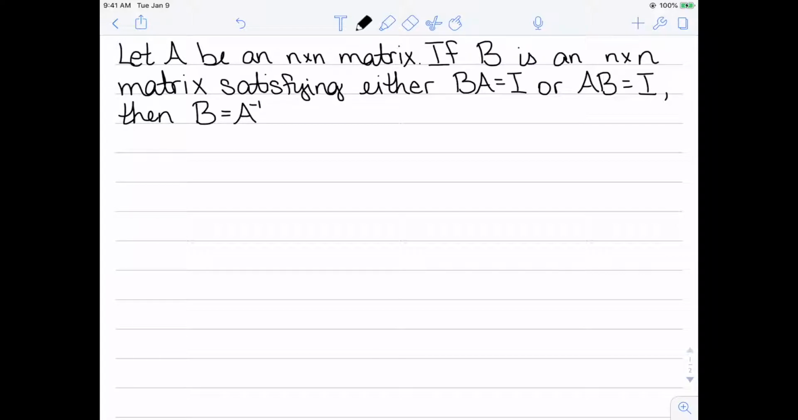The main thing about this one, before when we wanted to check if a matrix was an inverse, we had to check A times B as well as B times A. And this says as long as one of them works, we have the result. So let's try to prove this.